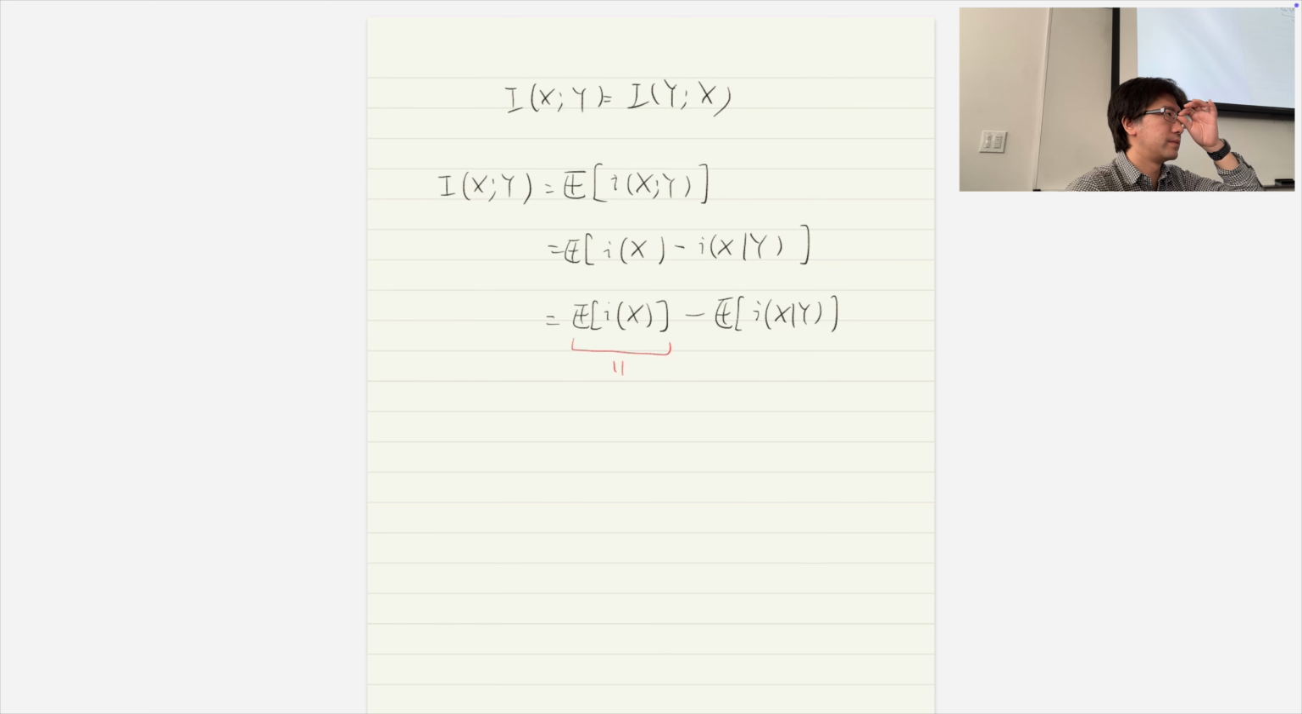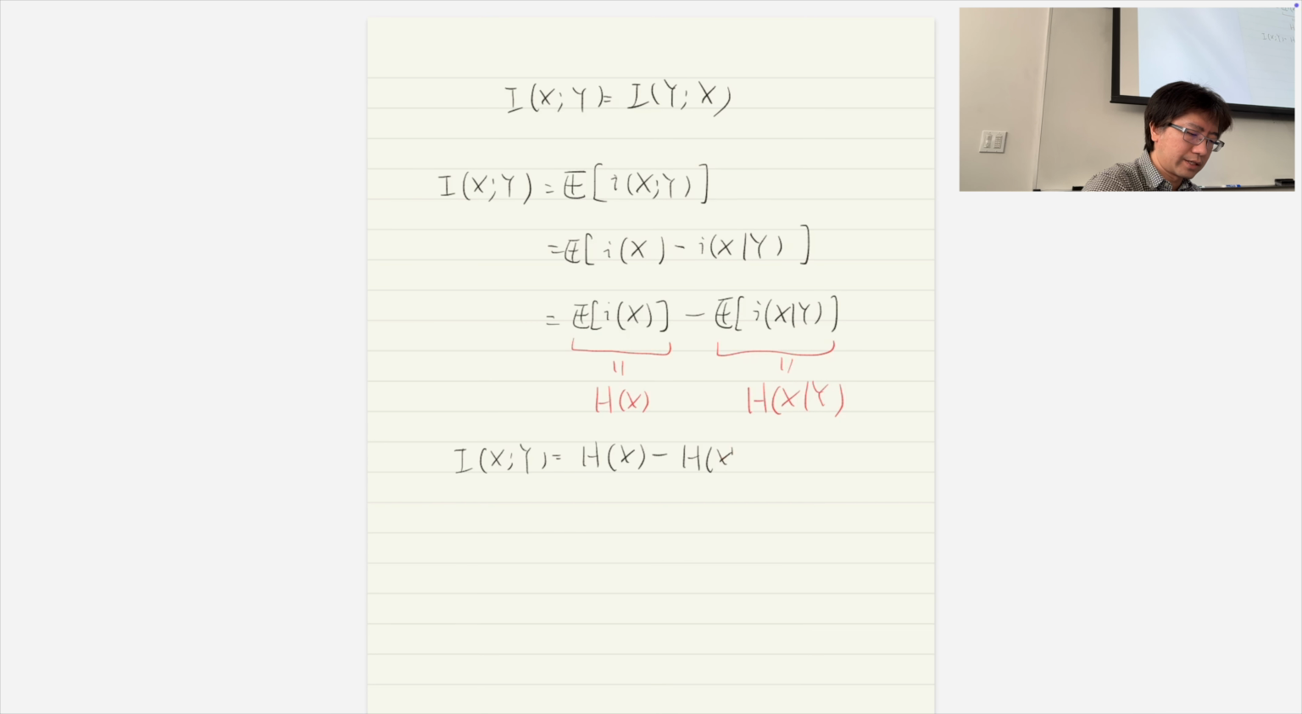Expectation of the self-entropy. Entropy, right? Very good. And then what is that? The conditional entropy, right? Okay, therefore, we have a very nice formula here. Basically, the mutual information equals H(X) minus H(X given Y).